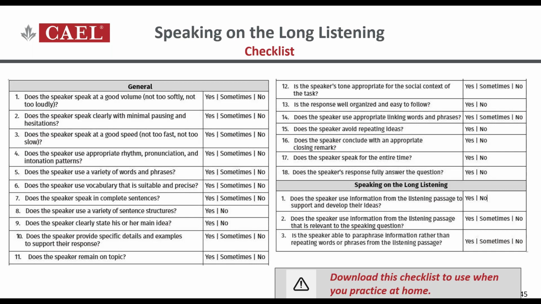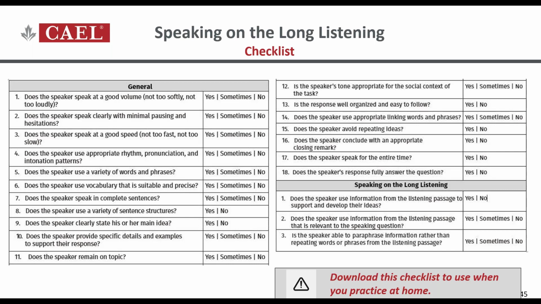Okay, so let me just talk about these very quickly. Just to let you know, you will answer at least 11 questions after hearing the lecture on the long listening part. Once that is all finished, you will see the speaking question. Your speaking tasks are scored by our CAEL CE raters, and this checklist just helps you to understand how that scoring is done.